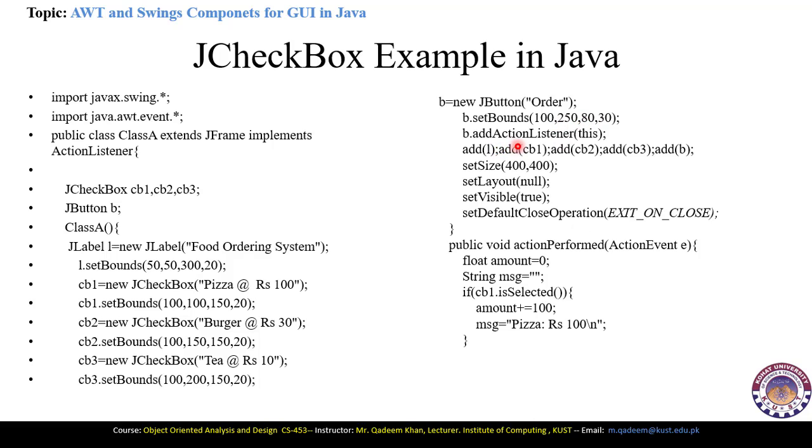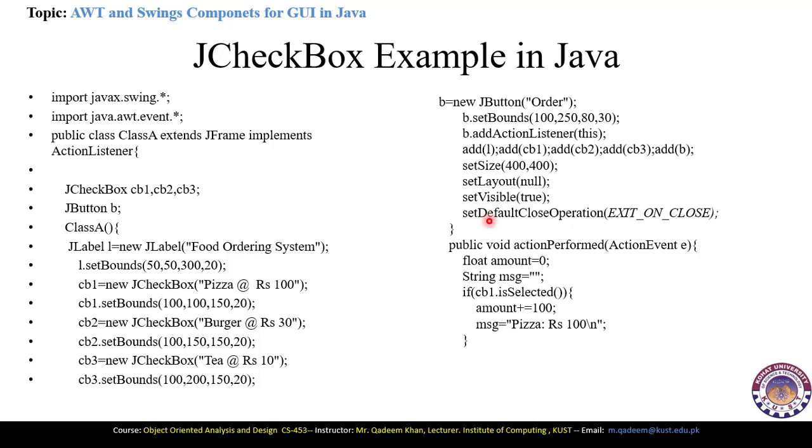Then we have also defined the button here, and the button position is also defined here. With the button, we have associated the addActionListener event. Then all these controls are added here. Now these controls are added in just one line. You can also do this code with separate lines, or you can do it in one line as well. Then this is the size of the window. Its layout is null, because at runtime we have defined its positions.